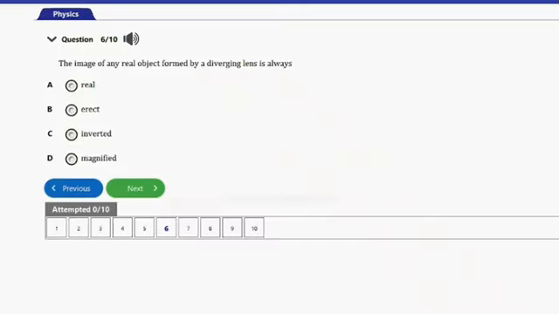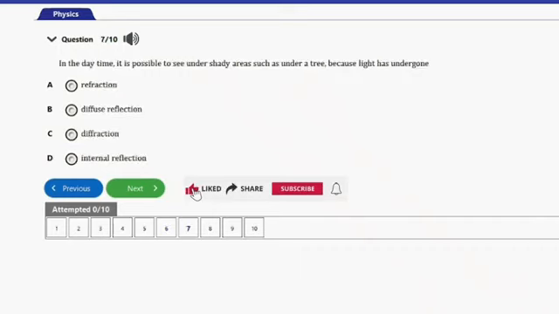Let's go ahead and consider the next question, guys. So guys, the next question here is question number 7. It says, in the daytime, it is possible to see under shady areas, such as under a tree, because light has undergone A. refraction, B. diffuse reflection, C. diffraction, and D. internal reflection. So guys, the answer to this question is option B.